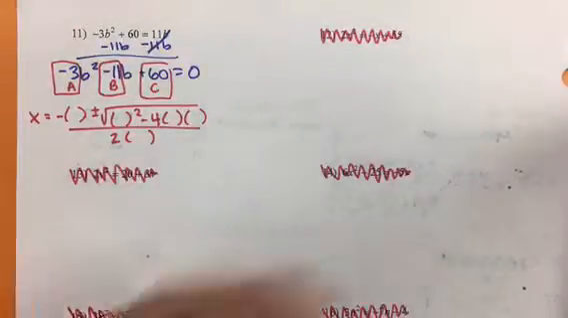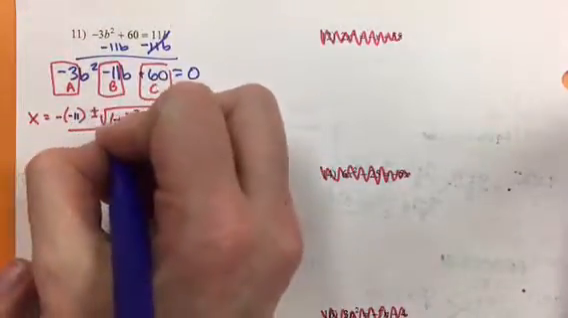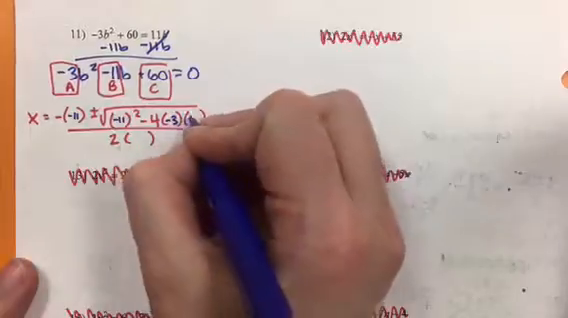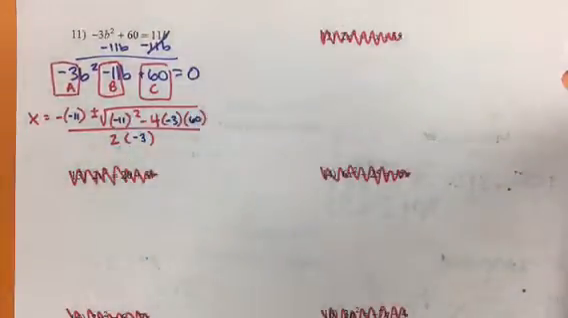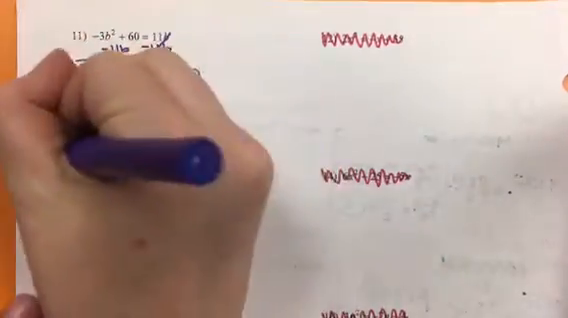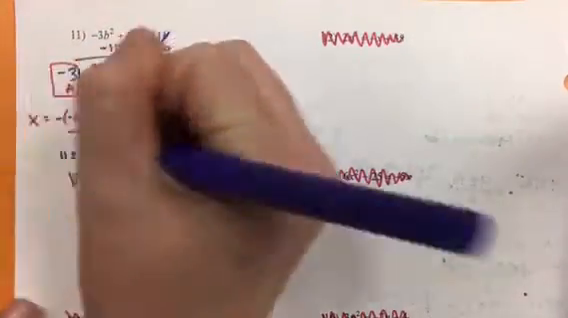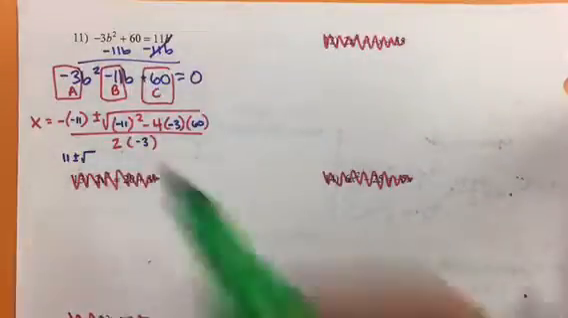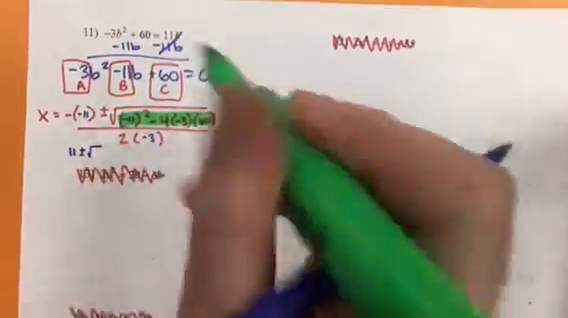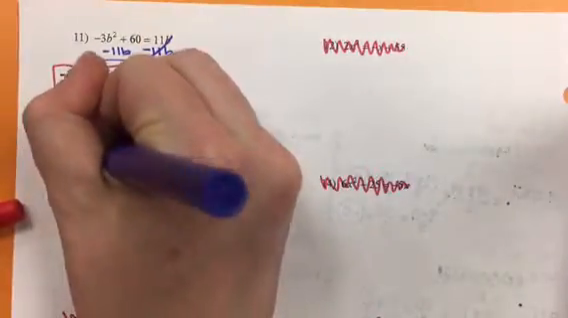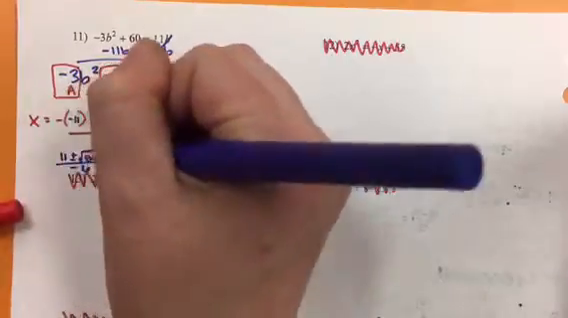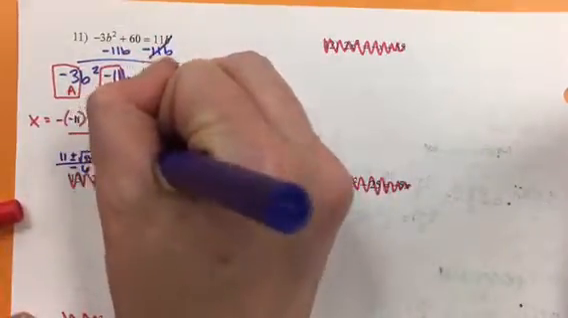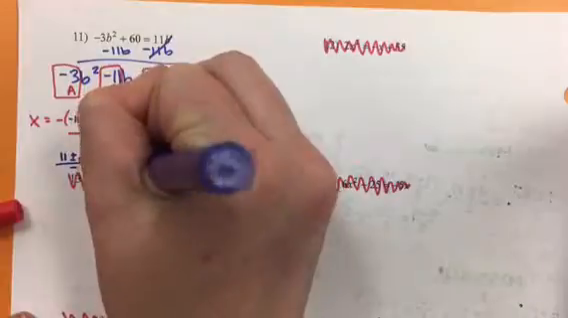Plug our values in, and we get negative 11, negative 3, 60 over negative 3. Two negatives are going to make a positive 11 plus or minus the square root of, enter this into the calculator, and we get 841 over 2 times 3 is negative 6. Simplify that, we get 11 plus or minus 29 over negative 6.